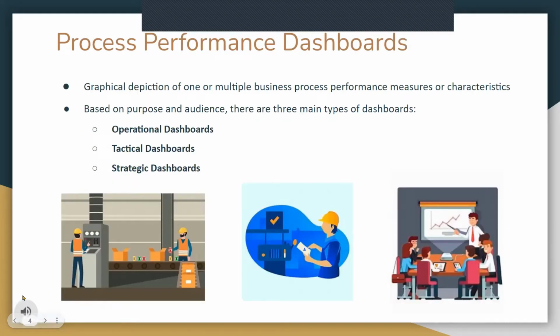So, speaking of performance dashboards, these are graphical depictions of one or multiple business process performance measures or characteristics. These are based on and categorized on the purpose and audience that they are geared towards. And there are three main types. The first one, operational, the second, tactical, and the other, strategic.